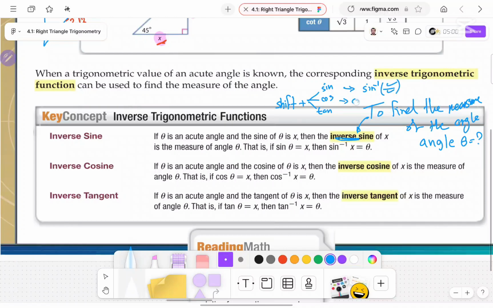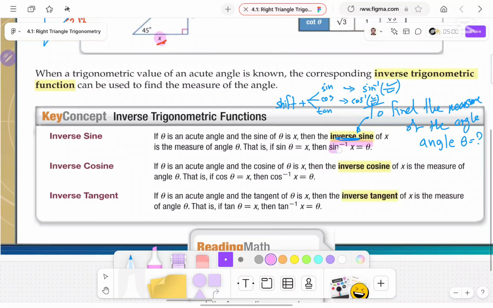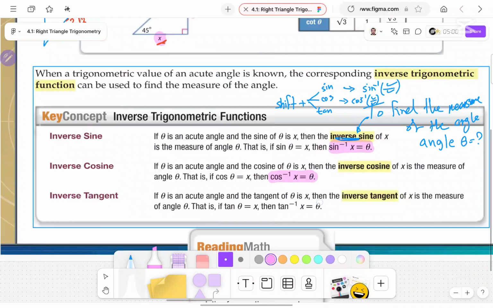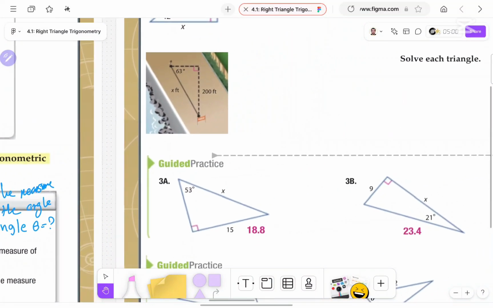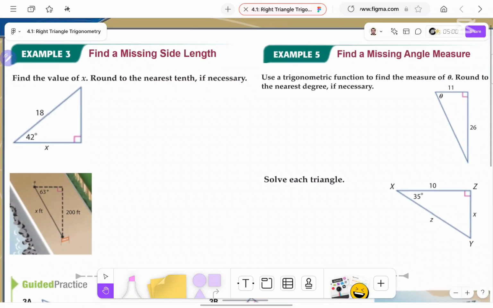Same thing for the cosine, it will be cosine to the power of -1, then you write the value, and you know the angle. So we can find the angle using shift sine, or shift cosine, or shift tangent. Now let's look at an example so we understand what I'm talking about.